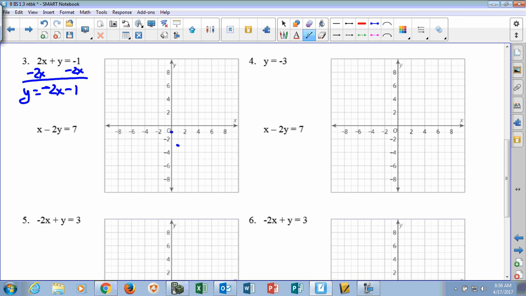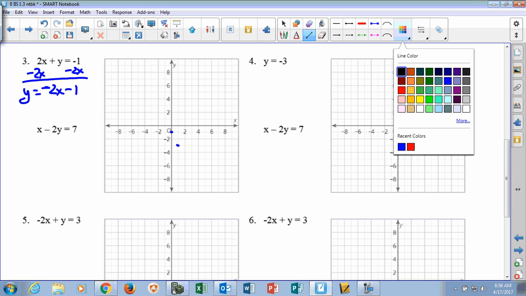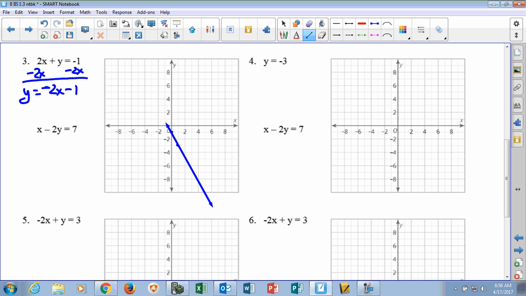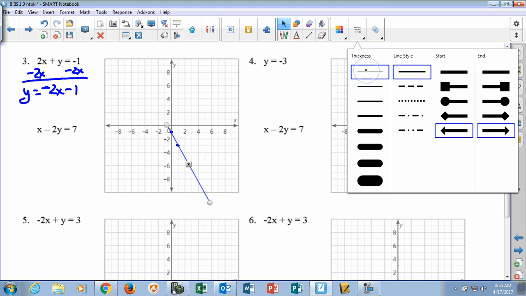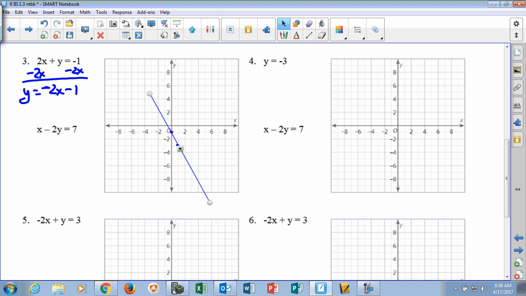Okay? So I'm going to connect the dots, the best I can here. Ooh, that's a thick line. Make this a little more skinny. Okay. There's my line. So now we got to do the other equation, right? So I got to get the x on the other side by doing what? Elise, how am I going to get this x over here? Subtract it because it's positive.